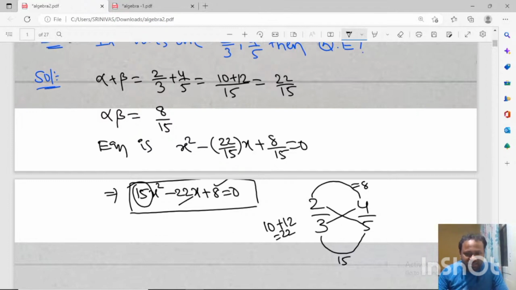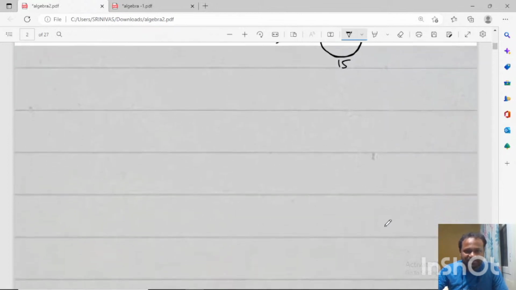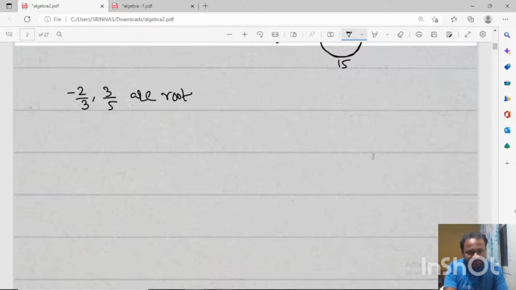So first, 5 threes are 15, the x square coefficient. 4 twos are 8, the constant, and multiply these cross terms and add, you will get the x coefficient. This is the easiest method whenever fractions are given. Now let me give one more question, easily you can do: minus 2 by 3 comma 3 by 5 are roots. Then find the quadratic equation.